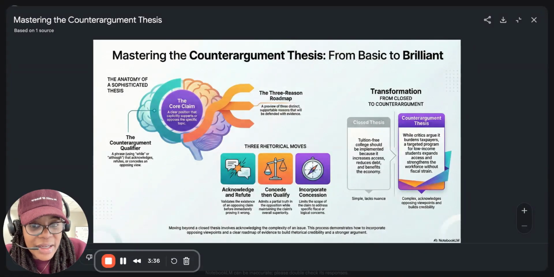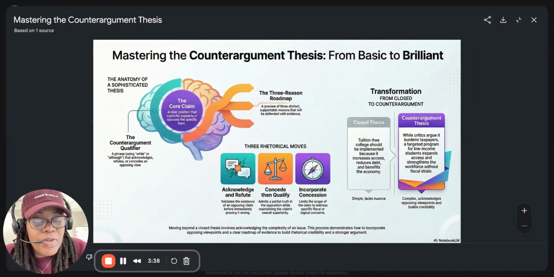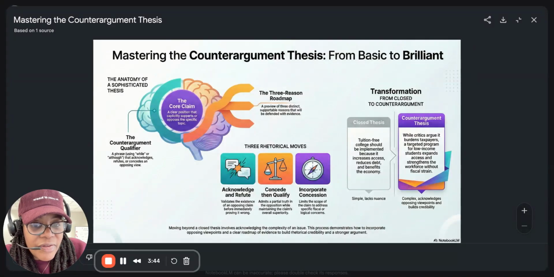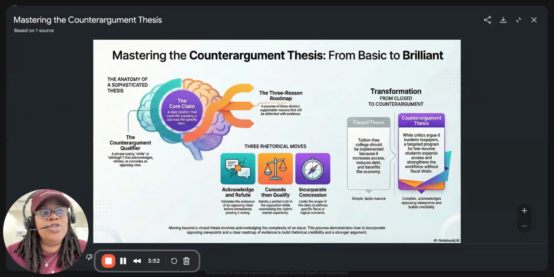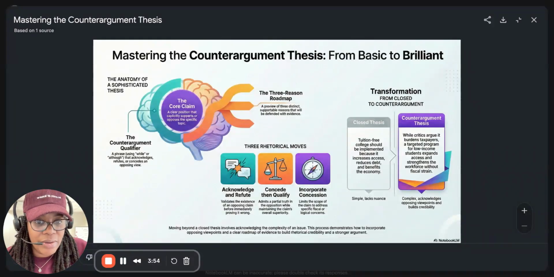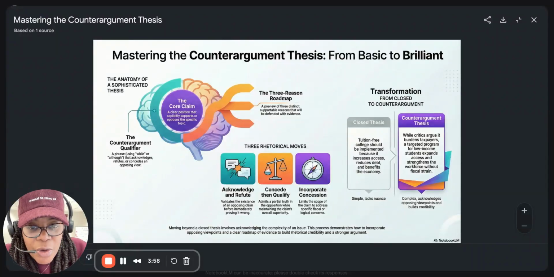So, you're going to validate it. But then you still have to prove that whatever you're trying to persuade your reader to do is still the best option. Concede and then qualify. You're going to admit a little partial truth in some of the opposition. But you still have to maintain that your claim is superior. Incorporate concession. This limits the scope of the claim to address specific factual or logical concerns.